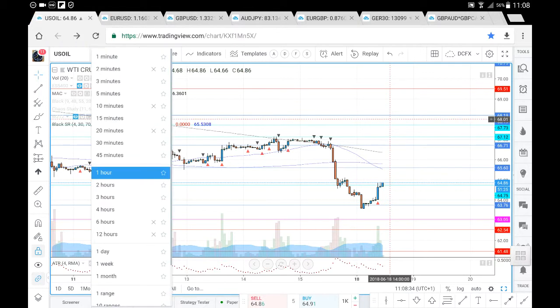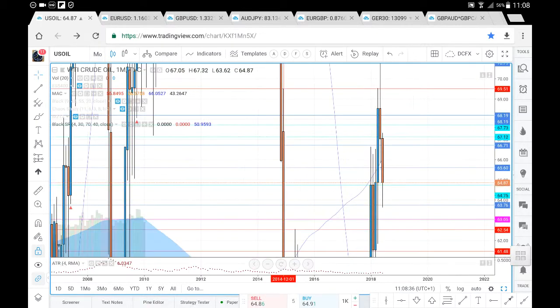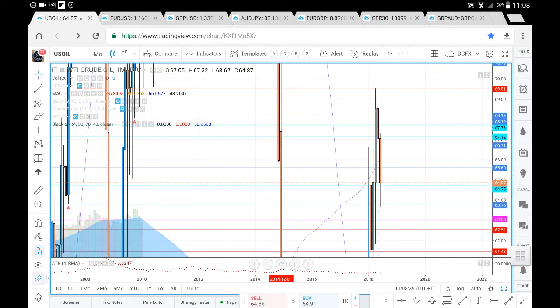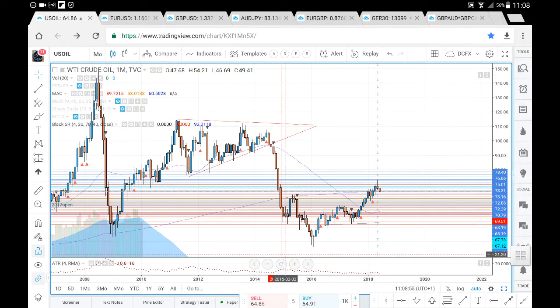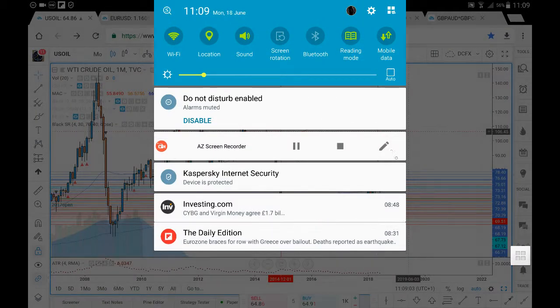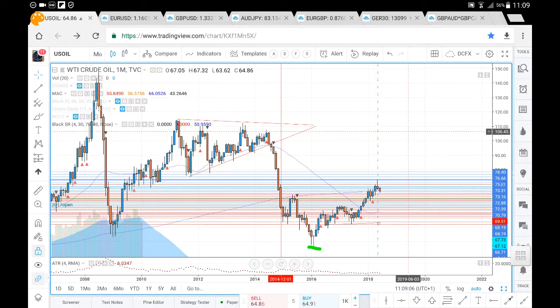What we'll do now is have a brief look at the higher time frames to see how prices have been developing on the US oil. Just bear with me a second. Let's get the scale correct on this monthly chart. So on this monthly chart of the US oil, we have our previous lows.